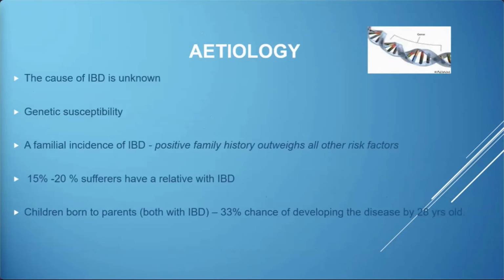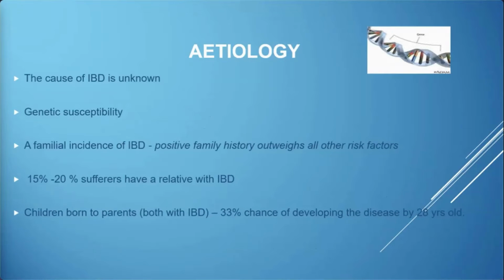The cause of inflammatory bowel disease is unknown. There is a genetic susceptibility, and there are a group of genes which have been isolated and show a strong association with Crohn's disease and ulcerative colitis. There are also ongoing studies to look at gene profiling for better management strategies, i.e. more aggressive genotypes may start biological treatments earlier. About 15 to 20% of patients with this condition have a relative with IBD. Children born to parents, so that's both parents with IBD, have a 33% increased chance of developing the disease by 28 years old. Diagnosis of IBD in childhood appears to be a much more aggressive disease, so familial incidence of IBD, a positive family history, outweighs all other risks.